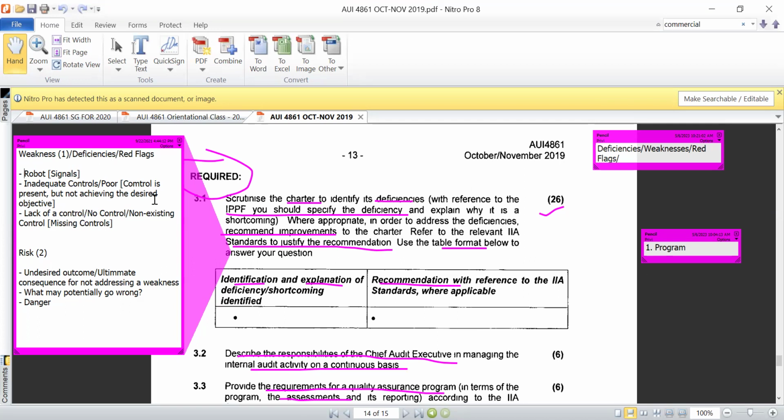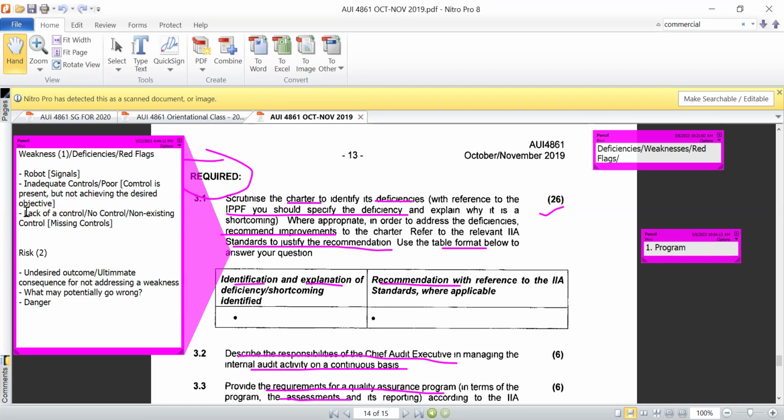For instance, when you go through the charter, you would look at the purpose, authority, and responsibility of the internal audit. I'm just giving that as an example. It's there, but the question is, is it defined the way it's supposed to be defined? If it is not, it means it's a shortcoming. So that's what I mean when I say a weakness or a shortcoming can be anything considered inadequate, in the sense that it's not achieving the desired purpose. It's existing, but not achieving the desired purpose.